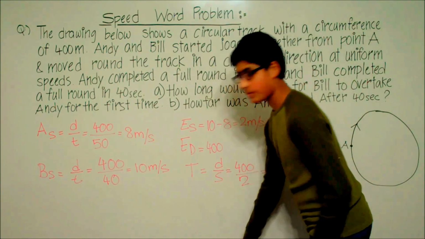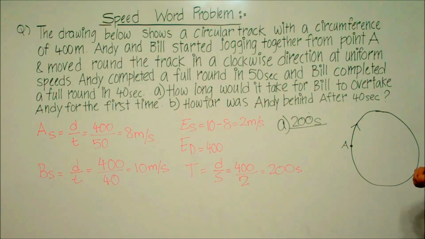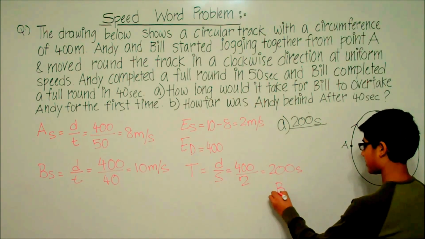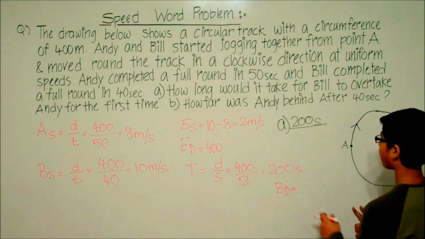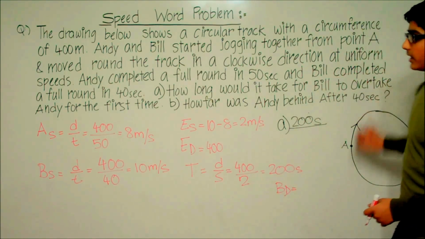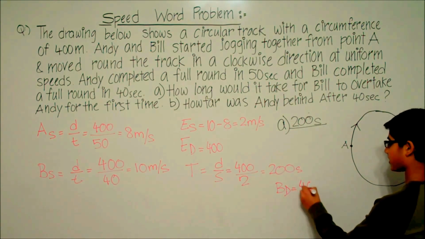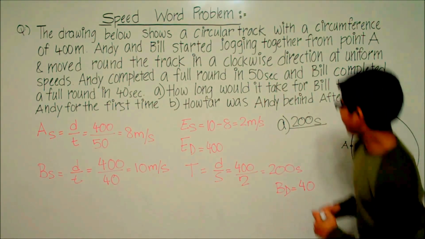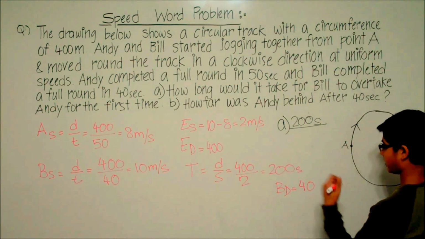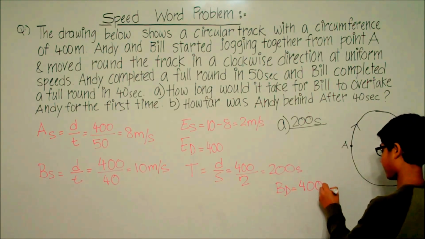Now let's answer question B. How far was Andy behind after 40 seconds? So let's first find Bill's distance, B for Bill, D for distance, after 40 seconds. Now we know that Bill completed a full round in 40 seconds. So Bill's distance is 400 meters after 40 seconds.